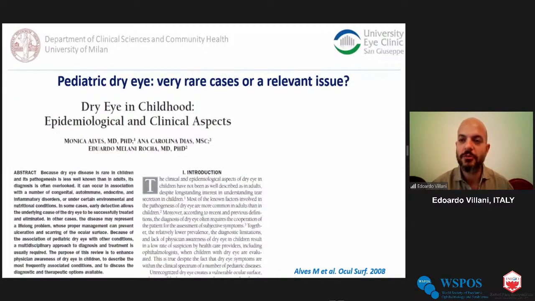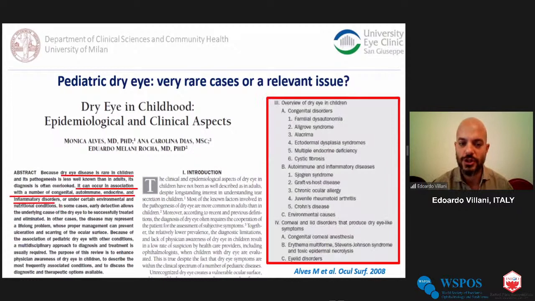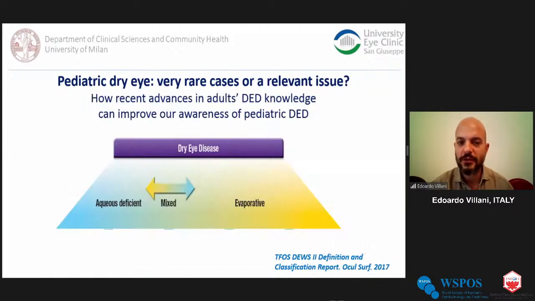And what about the epidemiological relevance? If we look at the literature and major reviews published in recent years, we can read that dry eye is a rare condition in children, usually associated with congenital disorders, autoimmune disease, inflammatory disorders, and so on. Probably, this is related to very severe forms of hyposecretive dry eye. But if we think about the recent advances in our knowledge about dry eye disease in adults, probably we can understand that we might be missing many diagnoses of dry eye in children.